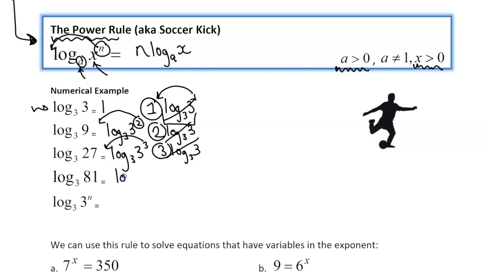And if I had log base 3 of 3 to the power of 4, the 4 kicks in front, and I get 4 log base 3 of 3. So if I have something raised to the power of n, it makes sense that I could say that becomes n log base 3 of 3. The log base 3 of 3 reduces, and I'm just left with the power of n.